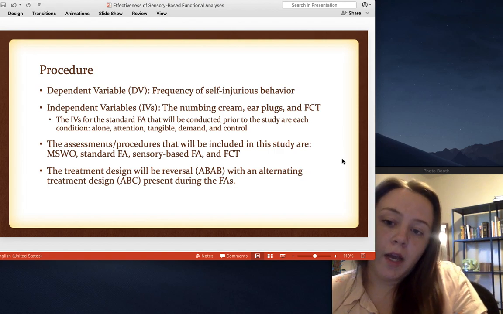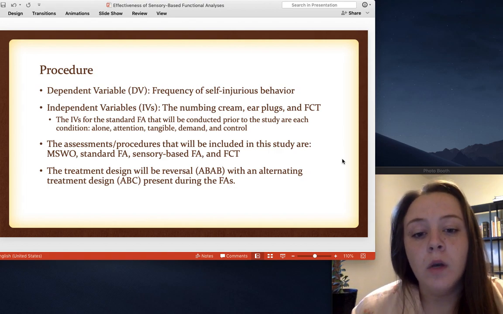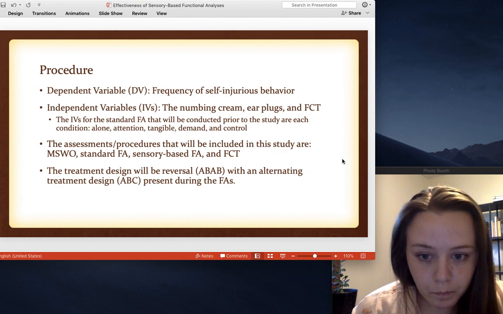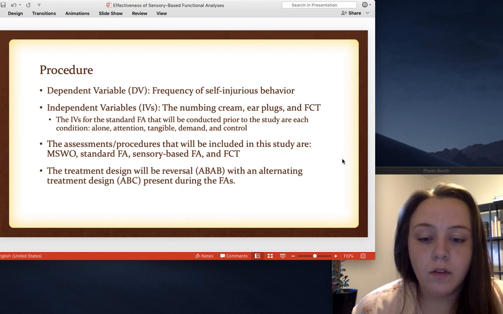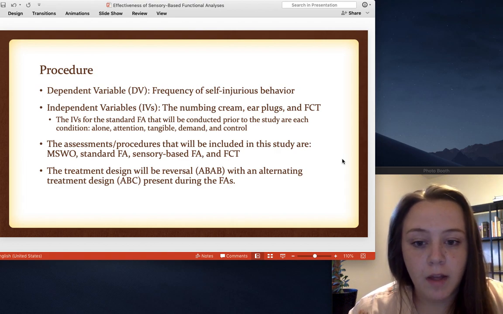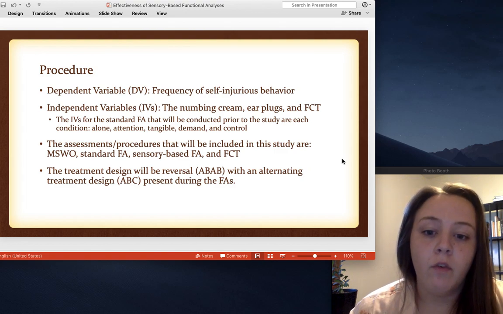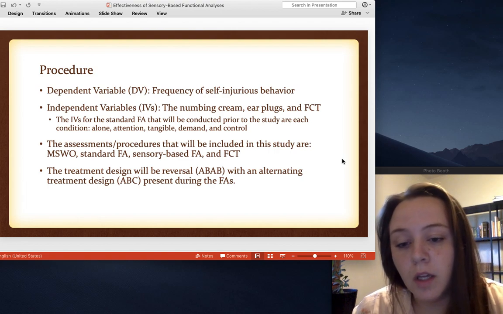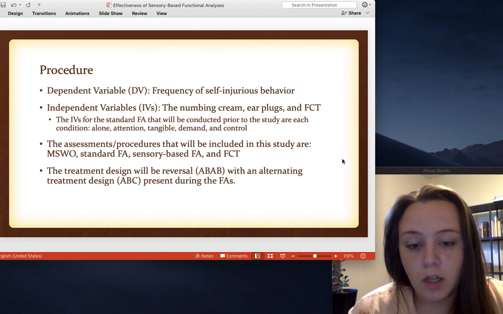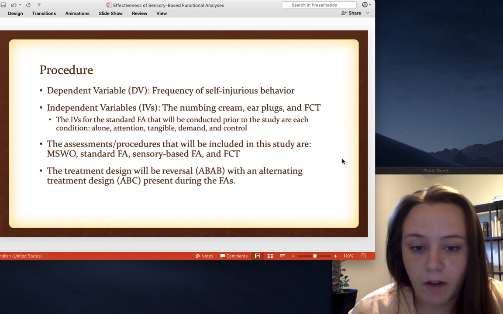So the treatment design is going to be reversal with an alternating treatment design that we have within the FAs. So the reversal design for the A phase is actually going to be that sensory-based functional analysis, and B will be the functional communication training. And then for this, the A, or the reversal back to that first phase, we are just going to be looking at whatever condition is related to the identified function.